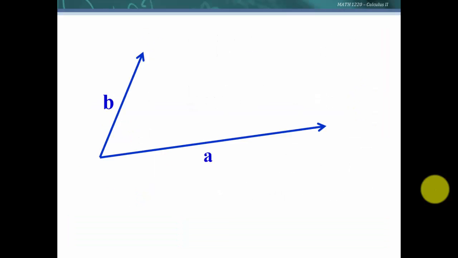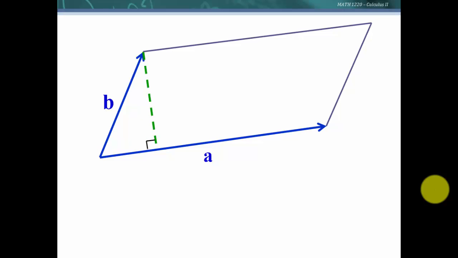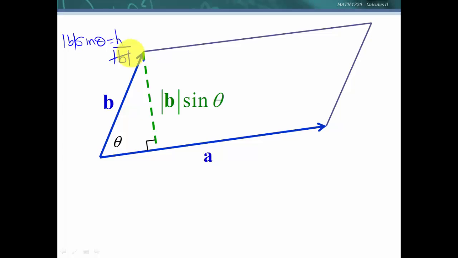Now let's look at 2 vectors. If we extended and made this into a parallelogram, we could drop this down and we'll have this angle theta. We could figure out the height of this parallelogram by using trig. So we would have sine theta equals the height over the magnitude here, so over the hypotenuse. We could solve this for the height, and it would be the magnitude of b sine theta. We know that the area of a parallelogram is the base, so that'd be the magnitude of a multiplied by the height, which is the magnitude of b sine theta.